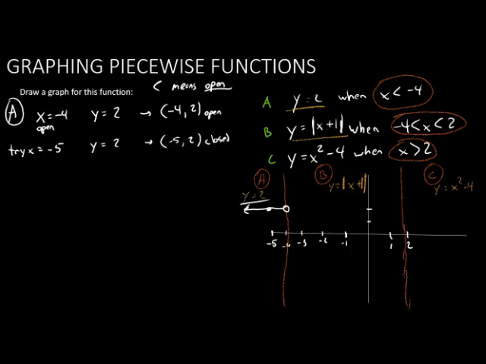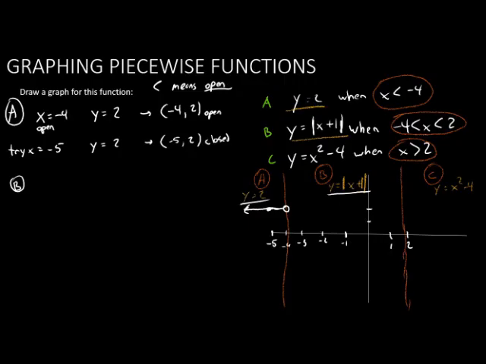The reason why I'm making it point toward the left is because I'm not allowed to get into region B. I can only go left from this orange line, -4. If I went any further right, I'd cross into region B, and that's a completely different graph. That graph is y equals absolute value of x plus 1.